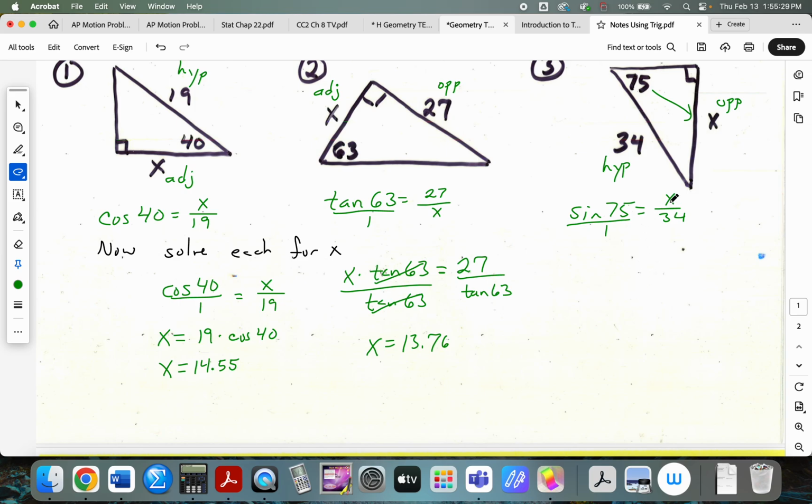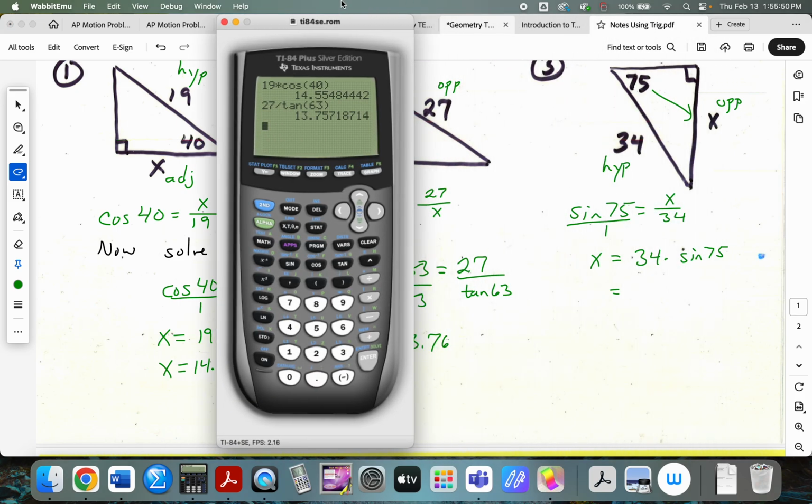So cross multiply, x times 1 is x equals, I've got sine of 75 times 34. Again, it's better if you'll write the 34 first. So 34 times the sine of 75. So it's 34 sine of 75. And you get x is 32.84.